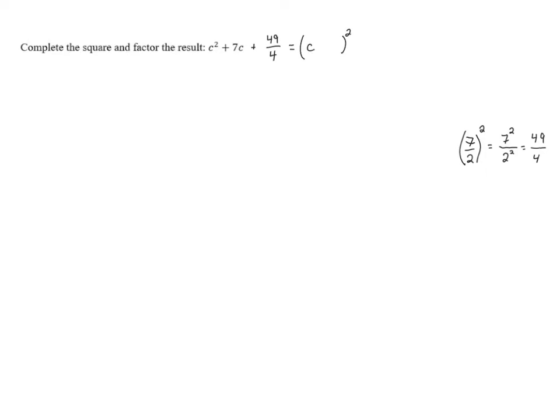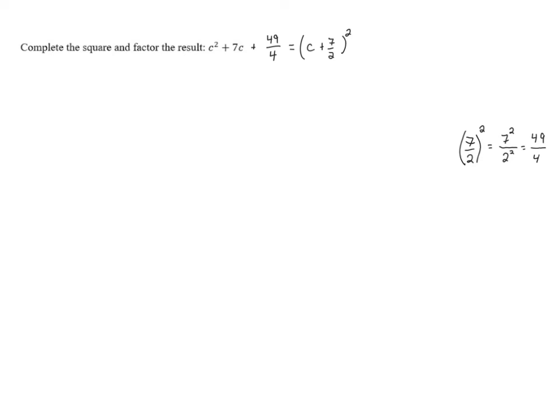Now we still want to factor the result. Because we have completed a square, we've got a perfect square trinomial, and that means that it's going to factor as the square of a binomial. Now to get the term here, remember this comes from what happens after we divided that coefficient by 2. 7 divided by 2 is 7/2. So we've got c plus 7/2 squared.